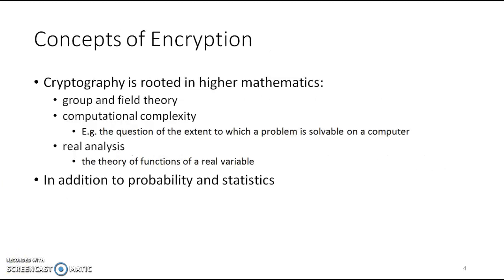So what is the concept of encryption? Cryptography is rooted in higher mathematics, so it can be considered a branch of mathematics as well. We need group or field theory, and we need computational complexity. The more complex an algorithm is, the stronger it will be. For example, it concerns the extent to which a problem is solvable on a computer. The more time it takes for a computer to solve it, the stronger the algorithm.